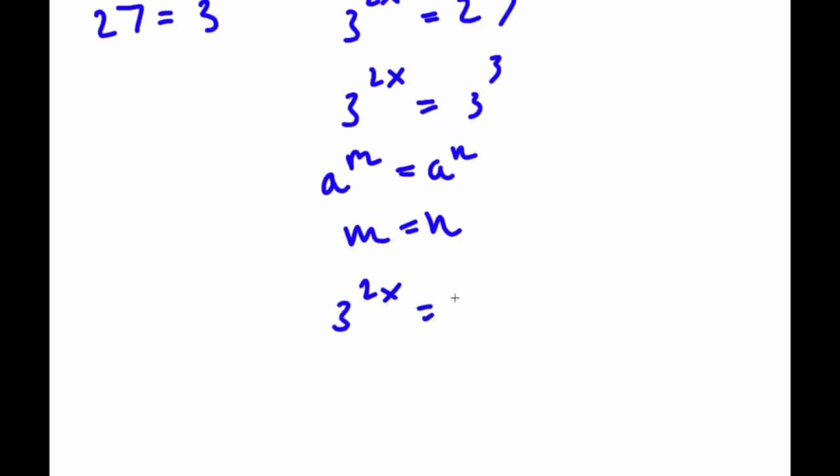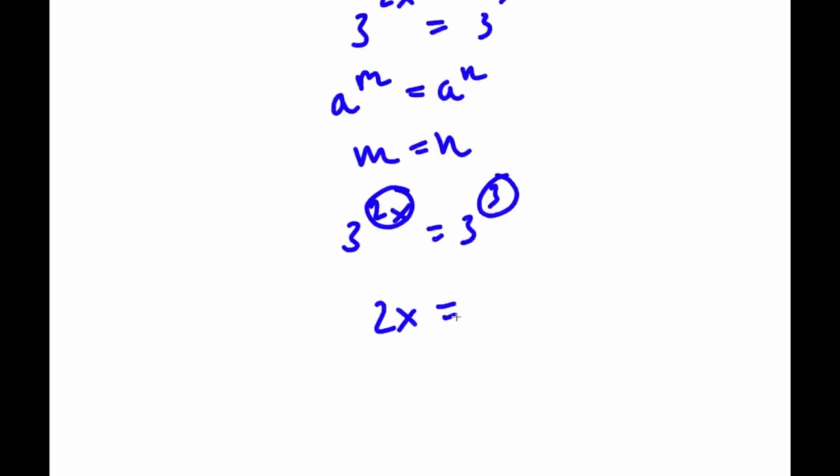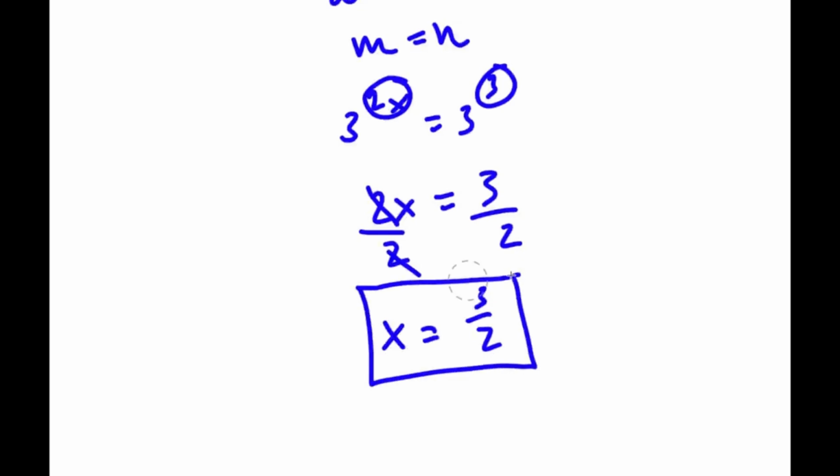So I have 3 to the power of 2x equals 3 to the power of 3, and our exponents are 2x and 3, so I'll set them equal to each other. 2x is equal to 3. Now if I divide both sides by 2, these two cancel out, so I get x is equal to 3 over 2. So this is our answer.